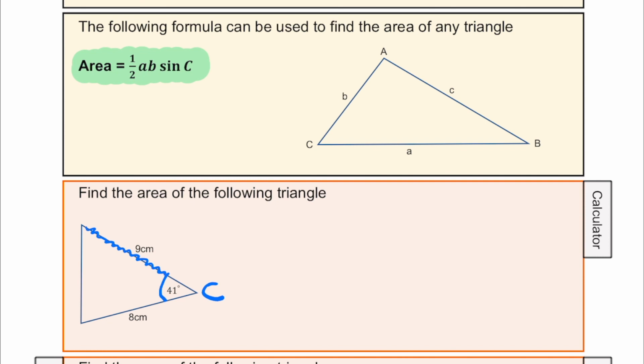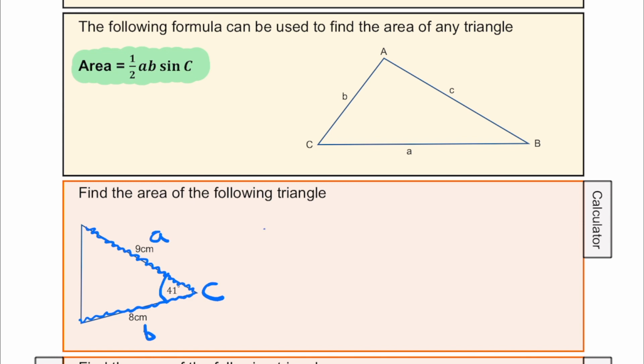So you'll see we know this side length here. We know this side length over here. And that angle between them, the 41, we know. So we label that as C. And the A's and B's, doesn't matter which way around they go. So lowercase a, lowercase b. You can label the rest of it, but you'll notice from the formula, those are the only three parts you need. A lowercase a, lowercase b, capital C.